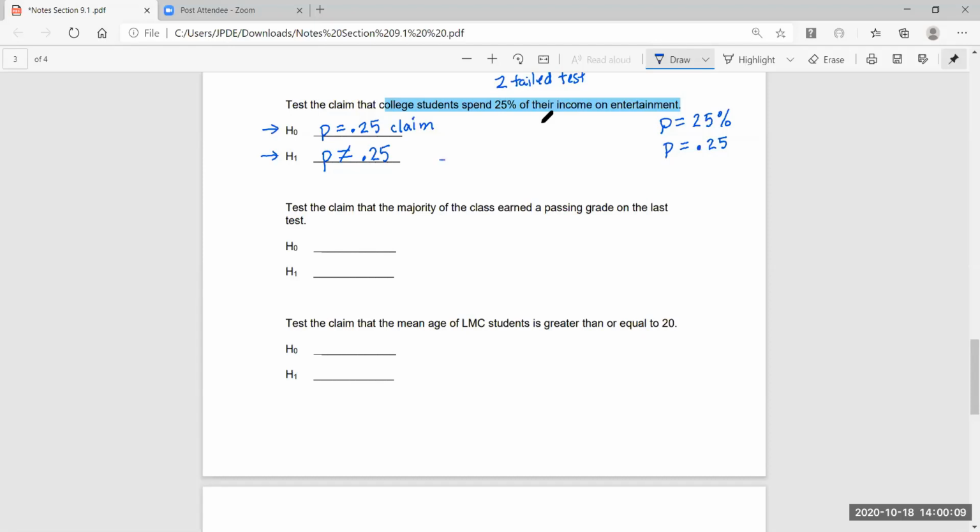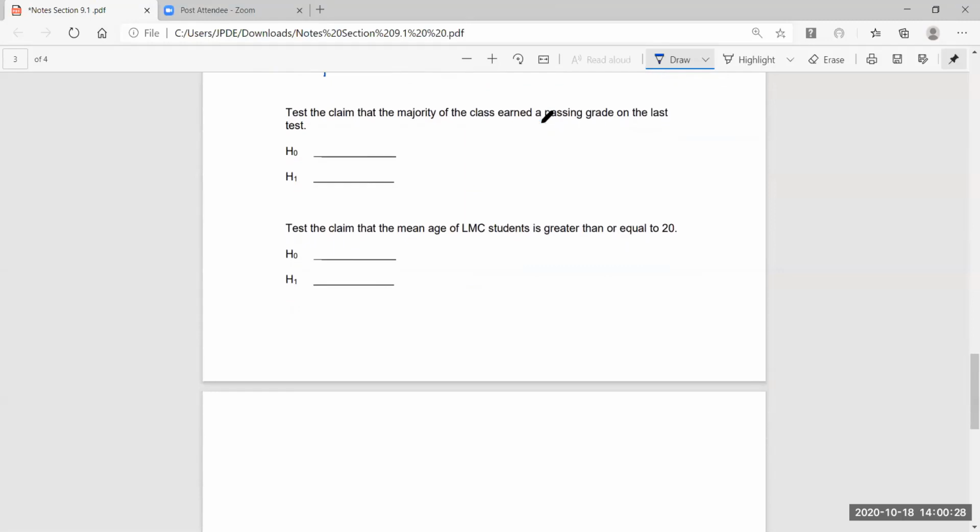We're going to draw our critical region or critical regions. Again, you're drawing it based on H1 because it's a not equal. It could be significantly lower or significantly higher. Next one. This one gets students sometimes. Test the claim that the majority of the class earned a passing grade on the last test, which I do think was the case. The majority.